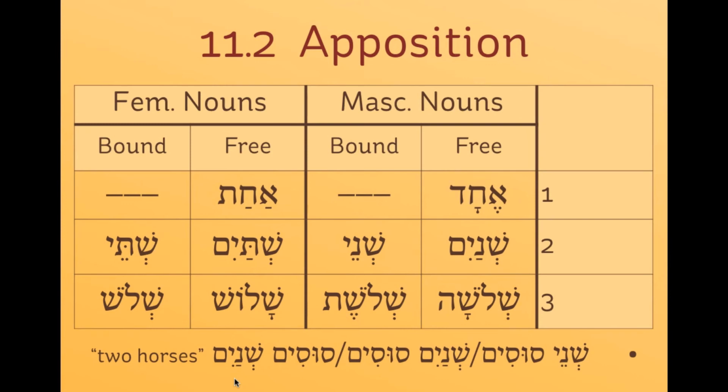If you have 2 nouns side by side, if they're not synonyms, it's a smichut. If they are synonyms, then it's either a verbless clause or it's apposition. Here's where actually you can get both varieties, apposition or smichut, with the same 2 nouns. But here, it doesn't matter whether you recognize it as apposition or smichut. You would translate each one of these as 2 horses.